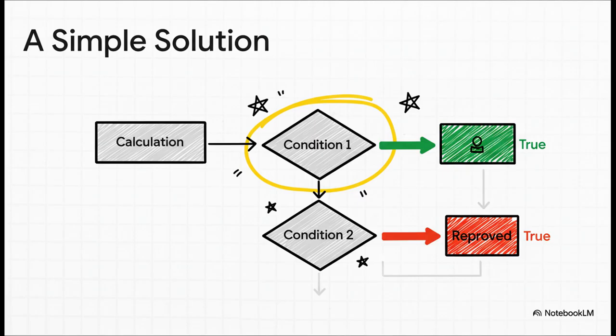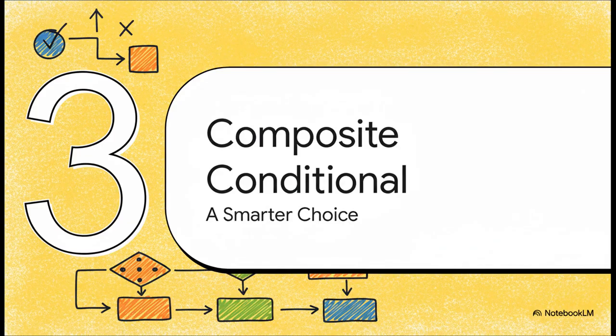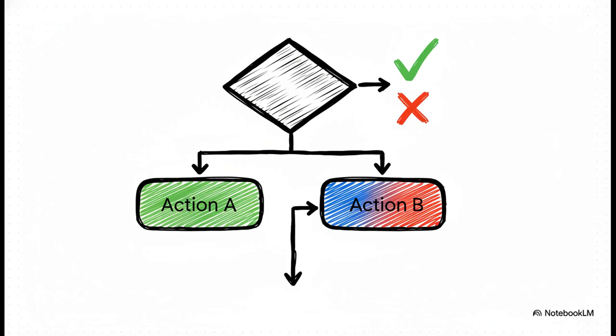Now this works, but notice something. It always has to ask two questions no matter what. And that little inefficiency, that tiny bit of wasted effort, brings us to a much more elegant way to handle these kinds of choices, the composite conditional. This is where our algorithm starts to get a lot smarter. So, unlike the simple version, the composite conditional explicitly defines what to do for both outcomes.